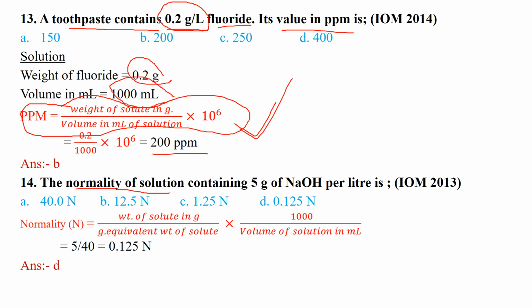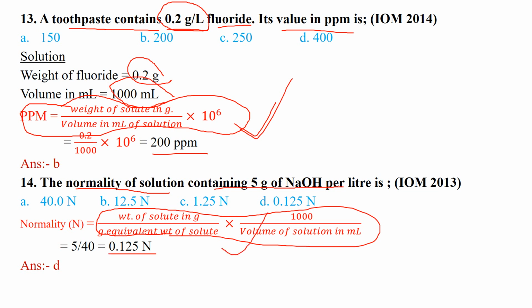Just use this formula to calculate this problem. The normality of a solution containing 5 gram of NaOH per liter is, so we have to calculate the normality by using this formula, right? Simply put the values, the answer will be 0.125. The equivalent weight of the solute, sodium hydroxide, will be 40, right? Equivalent weight is equal to molecular weight divided by acidity in case of a base, and here the acidity is 1 because there is only one replaceable OH minus ion.